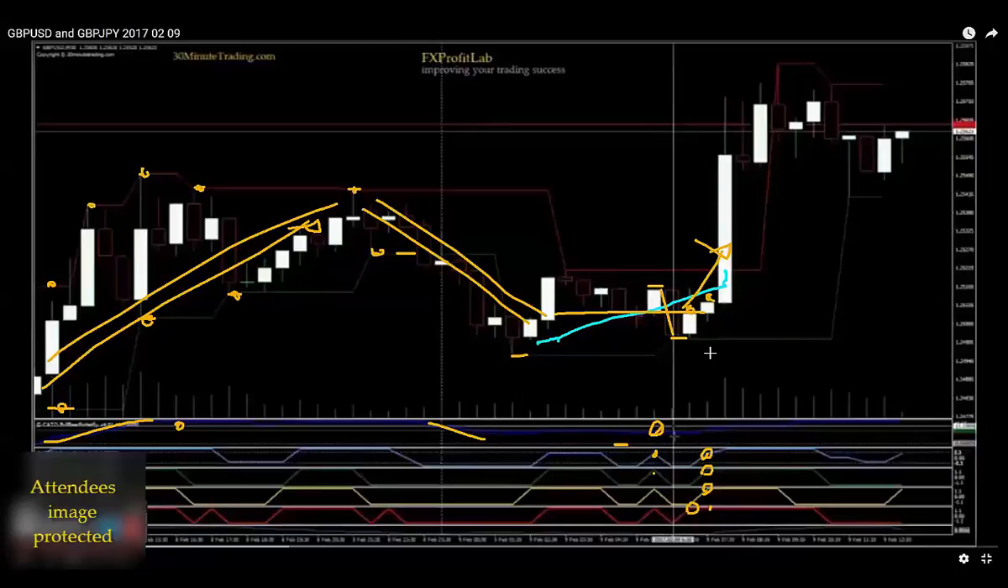But here was a candle which wasn't very convincing, but the next candle was more convincing, and we've got all of the ducks lined up in a row.